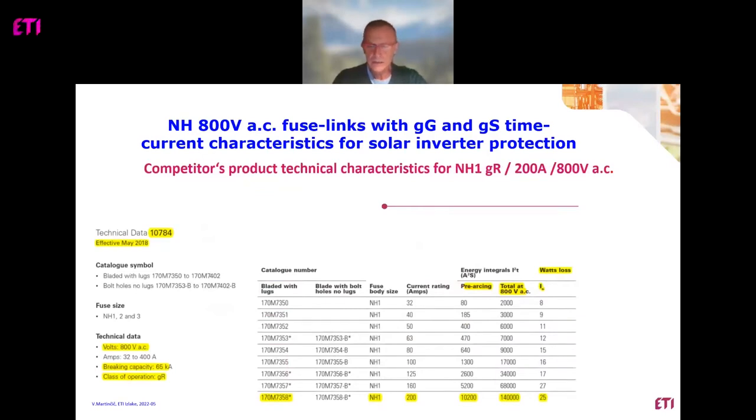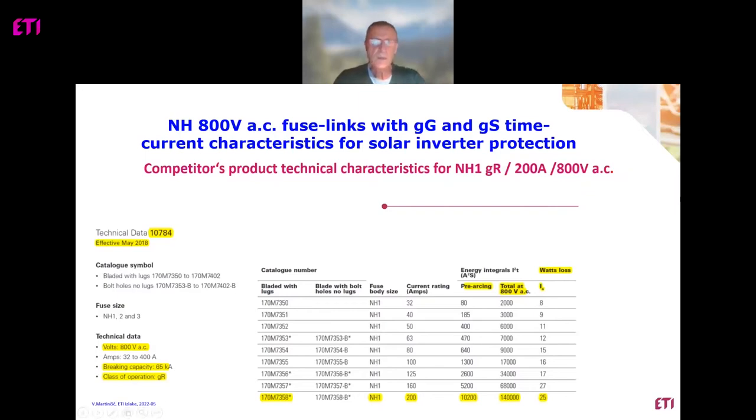From customers we are receiving a lot of information about the use of so-called semiconductor fuses for the protection of inverter outputs. Here is a competitor's product technical characteristic. You can see that it is designed for 800 volt AC, breaking capacity 65 kiloamps, and the characteristic is gR.